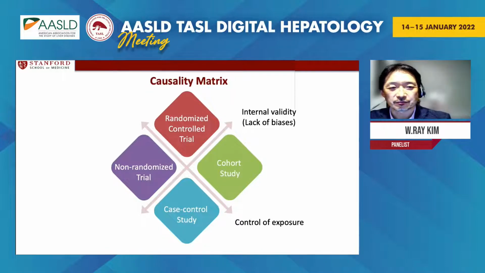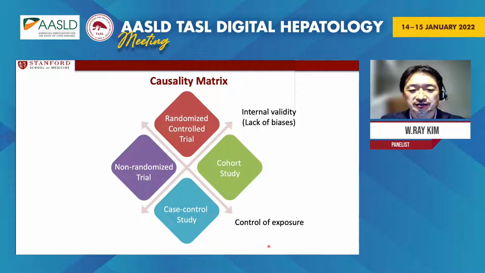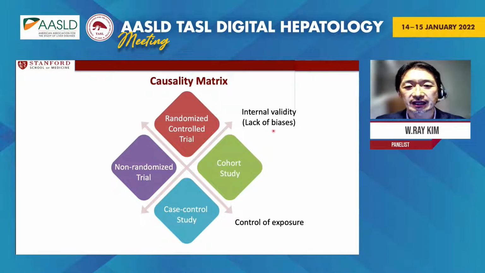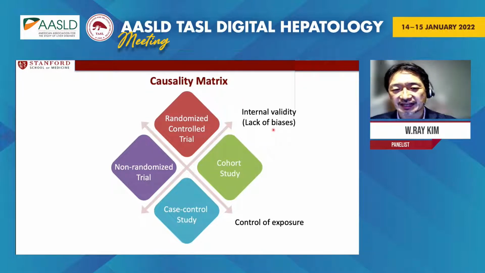So this is what I call causality matrix. There are two axes here. One is control of exposure. As we just discussed, trials have you control the exposure in subjects that may be linked to the disease. The other axis is how strong the study design is, or internal validity, therefore lack of biases.